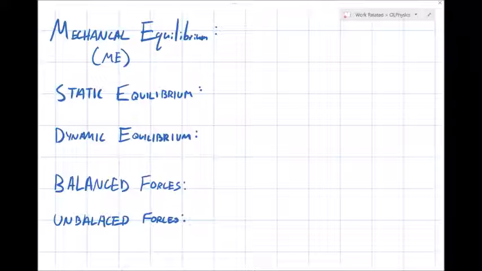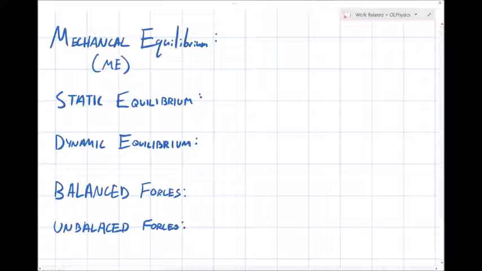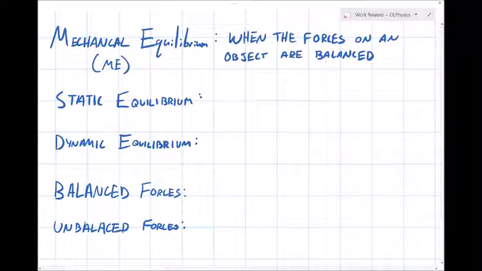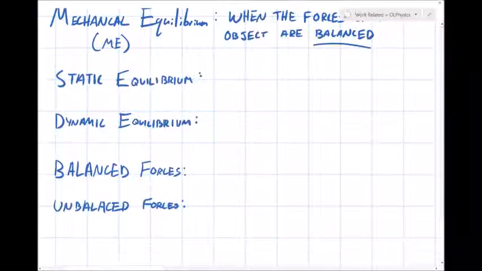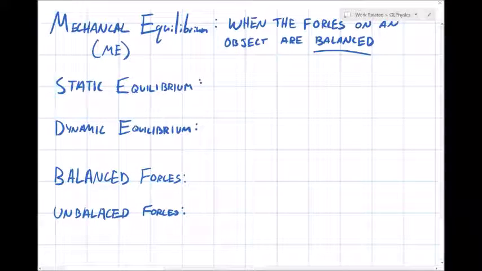So we're going to define mechanical equilibrium as when the forces on an object are balanced. And obviously that's going to raise some more questions. What does it mean for them to be balanced? So now we're going to go down here. When the forces on an object are balanced, it means that the net force is 0.